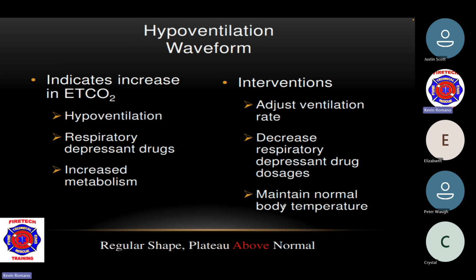Would indicate this. So decrease respiratory depressant drug dosaging. And also increase metabolism, so maintain normal body temperature. Once again, we have to make sure we're looking at body temps. Right? So if the patient's on a ventilator, we can make our rate changes. Right? Change our rate a little bit.